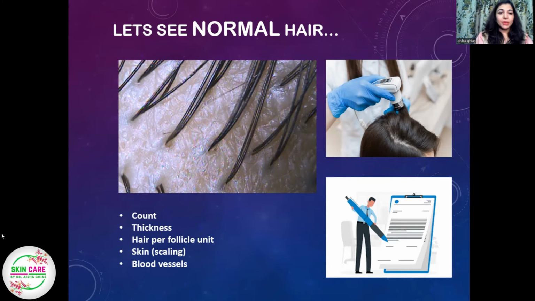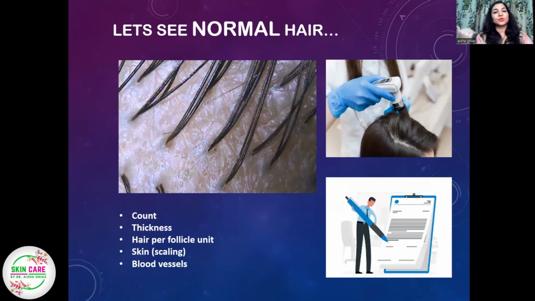So you can not only talk about the count of hair, their thickness, hair per follicular unit. You can talk about the skin in general. For example, as you can see in between the hair follicular units, the skin is pretty much normal. It's light yellow color. There is no scaling, no pigmentation, no blood vessels visible. So you can report that. And obviously, you talk in terms of blood vessels. So these things are very important.